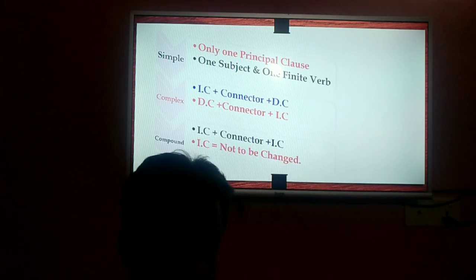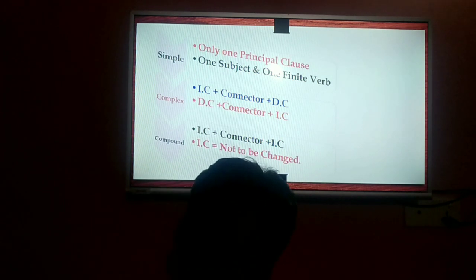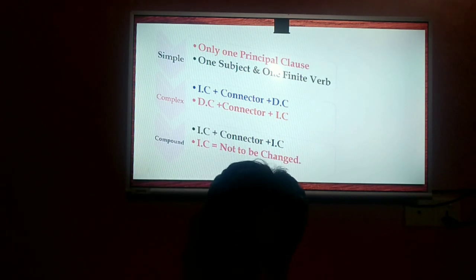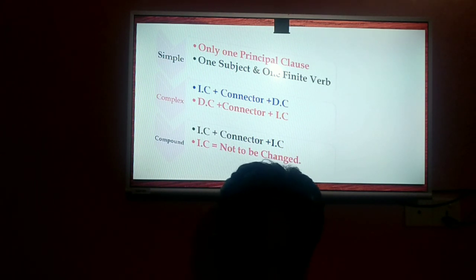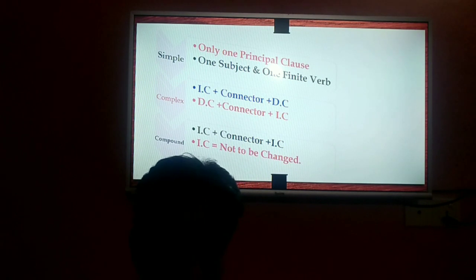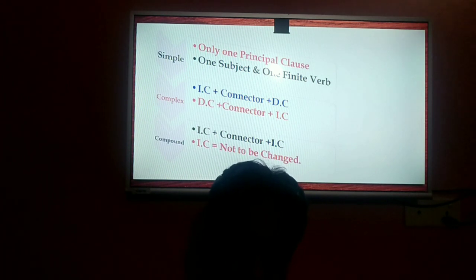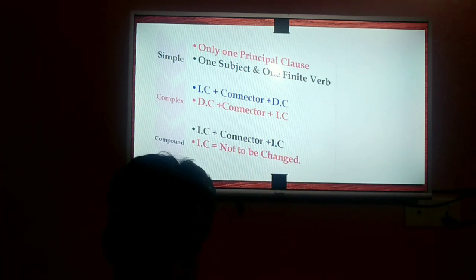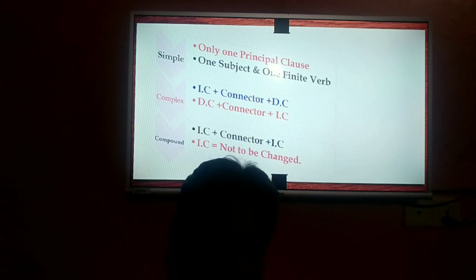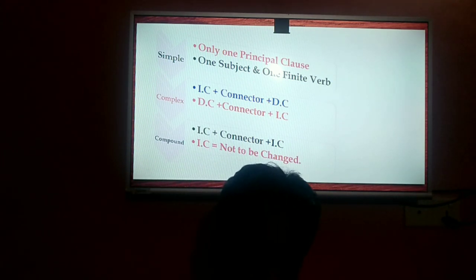Complex sentence: one subordinate clause, one dependent clause and another independent clause. That means principal clause. Compound sentence: minimum two independent sentences added with coordinator. Complex sentence: added with subordinator.